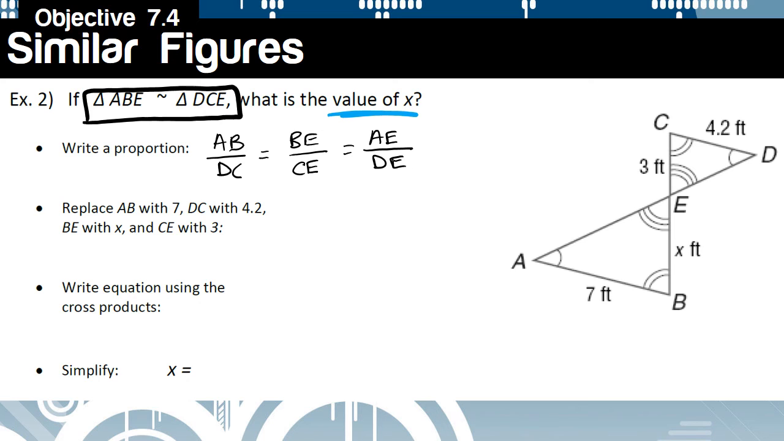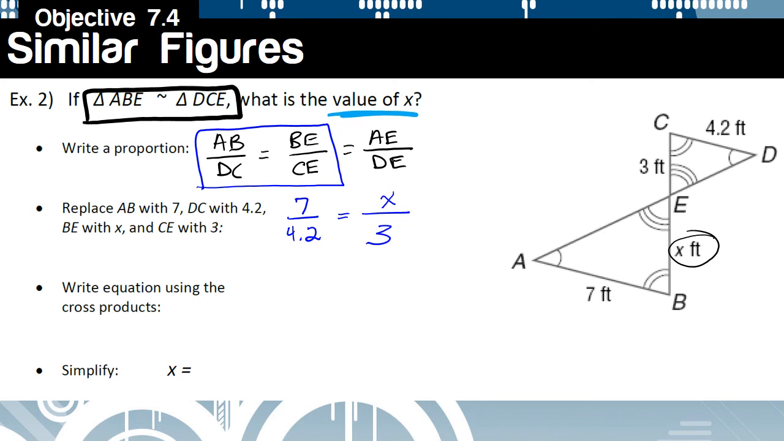So we set up our proportions, and now we're going to replace some values. We need to figure out what x is for line BE. Let's just use this part of the proportion right here. We can replace AB with 7, DC is going to be 4.2. We're just replacing the side lengths for what we know. That would be equal to BE, which is x, and CE, which is 3.